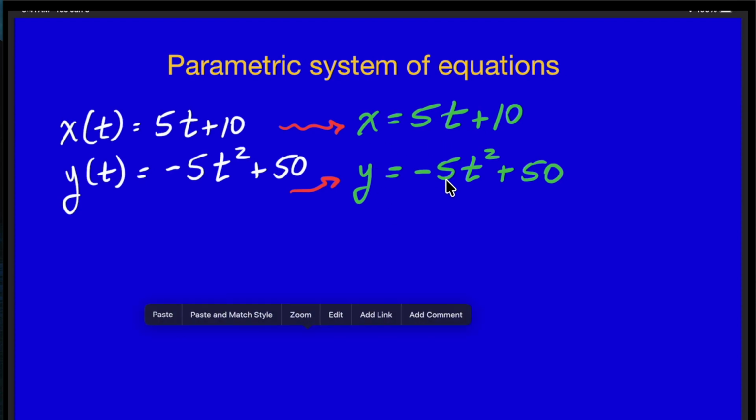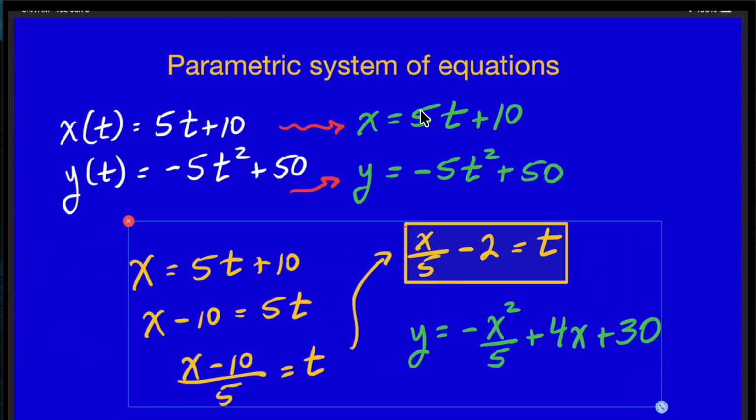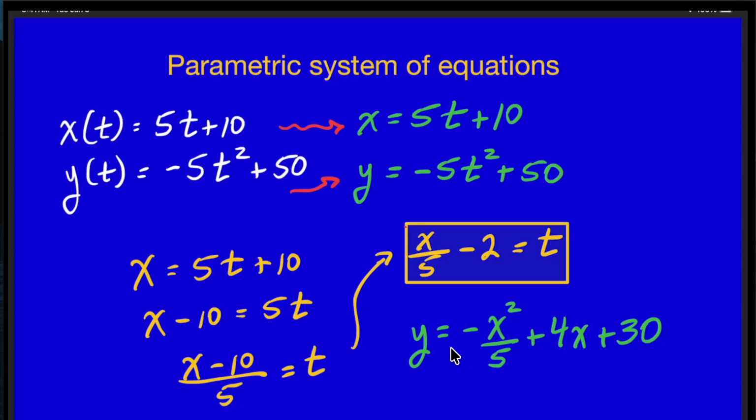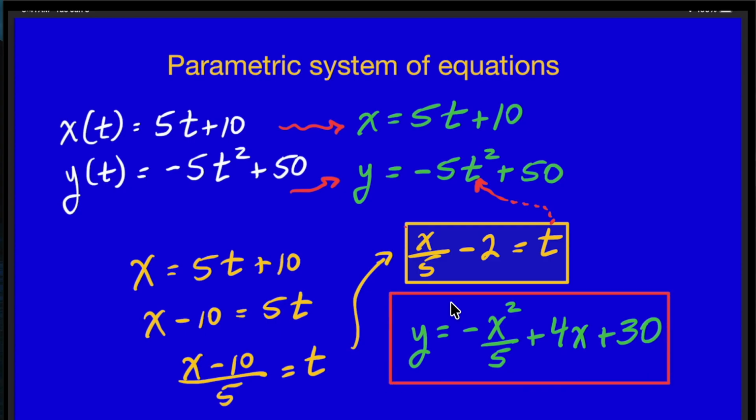What we're used to seeing are x's and y's. So we can convert this parametric system of equations to a single rectangular coordinate equation. And the way you do that is you take one of the equations and solve for t, and then you substitute. So I went ahead and took this top equation, x equals 5t plus 10. I solved for t, and I got t equals x over 5 minus 2. And then one could just simply substitute into the equation for y for t. And when you do that and you do the math, you get this rectangular coordinate equation that we're used to seeing.